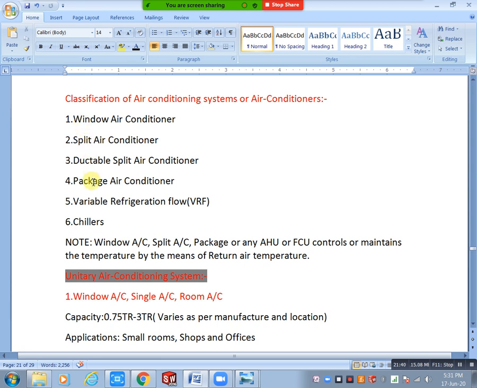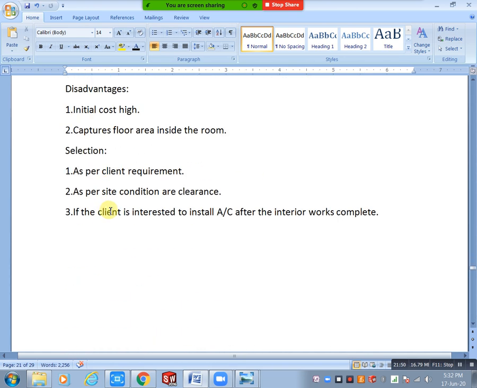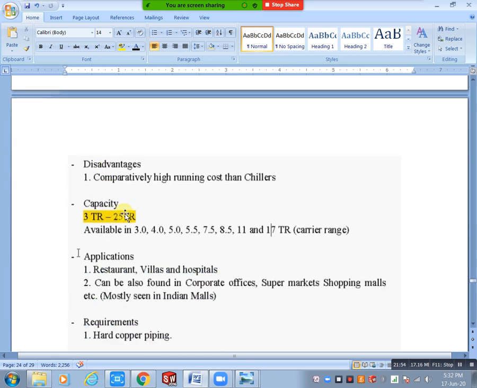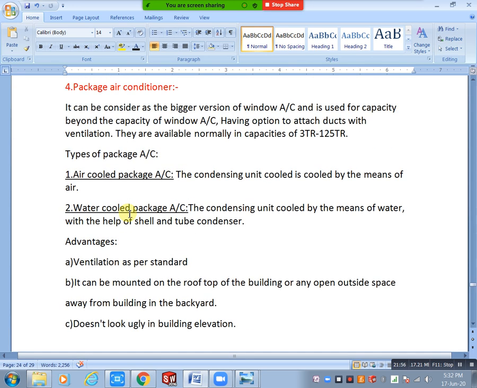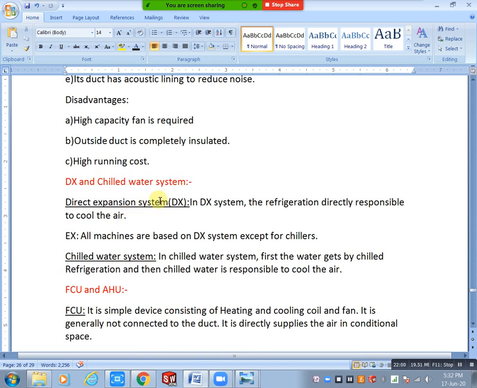Now we will discuss these two. Chiller we can discuss at the end of the portion. This is not the chilled water system, VRF is the next topic. Today I will explain this one, DX and chilled water system. First of all you need to know about this one.